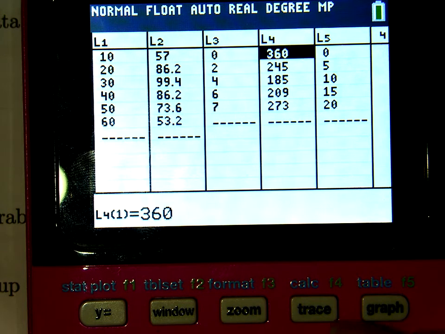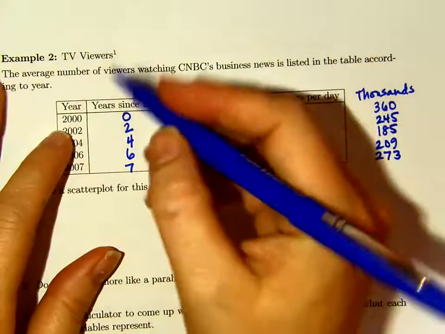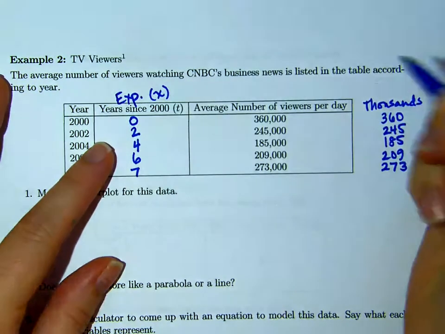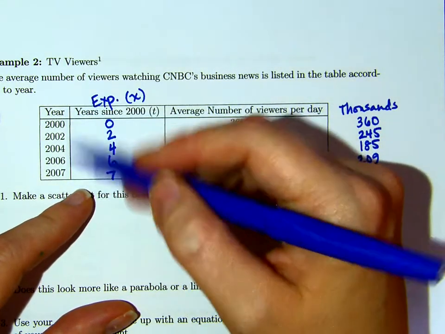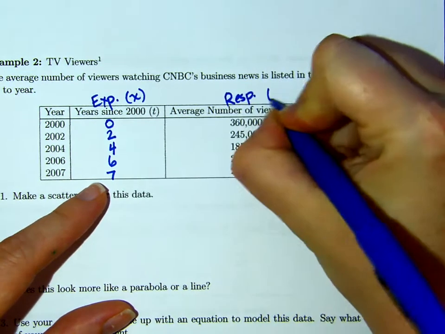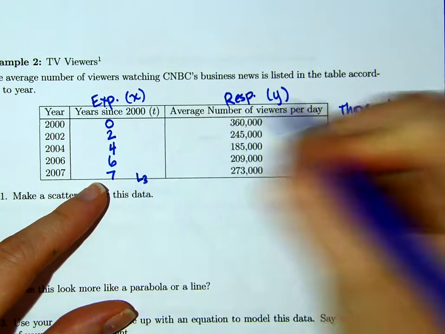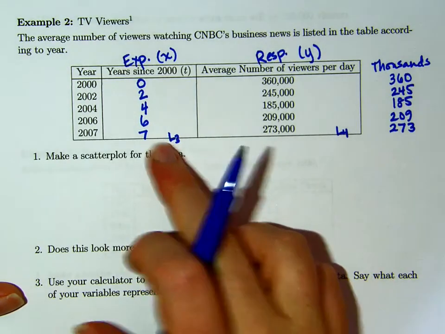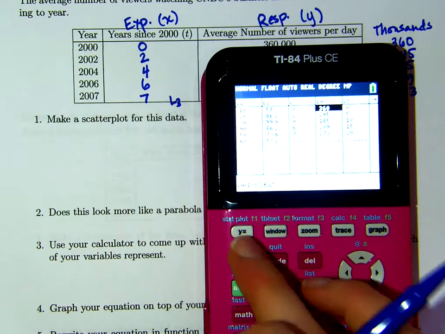And now I'm going to make a scatter plot of this. Before I do that, we need to make a decision. I believe that this is the explanatory variable, so that'll go on the horizontal or the x's, and I believe the average viewer depends on when, so which year. So I believe this is the responding variable, or the y. And I put that into list 3 and I put this into list 4, just so that I have my reference. If you put this into list 1 and list 2, fine by me. Make a scatter plot. Okay, so back to second stat plot.